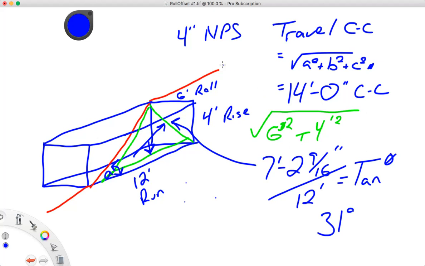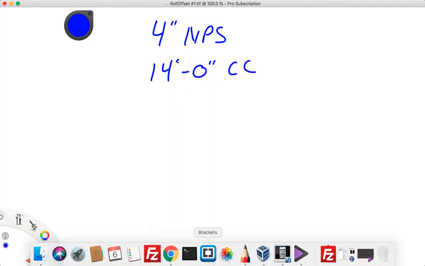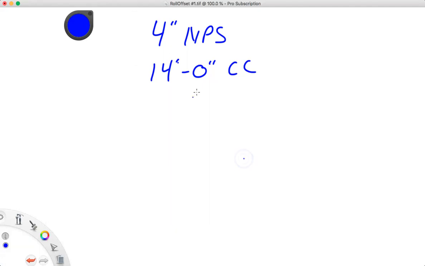All right, we've got 4-inch pipe, a 14 foot center to center. Okay, we've got 4-inch nominal pipe size, we've got 14 foot center to center, and I think it was a 31 degree fitting. Yeah, a 31 degree fitting.